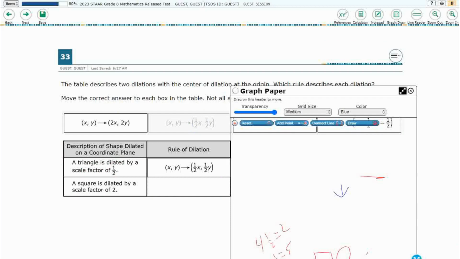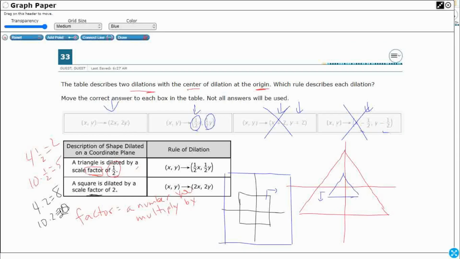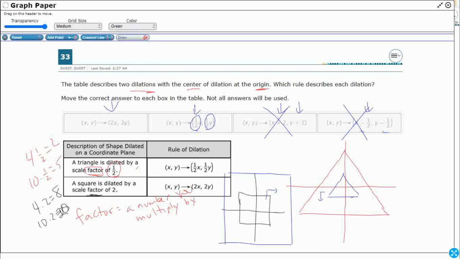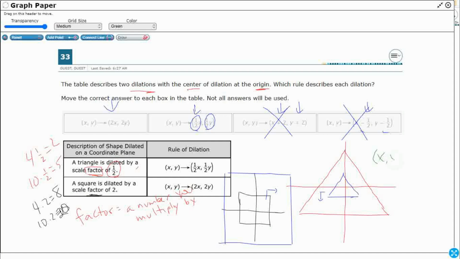And that's kind of the trick. If you know what a dilation is, a dilation has a very simple formula: you have (x, y), and then it goes to (kx, ky). There's a scale factor that you multiply by, and once you recognize that, you realize you need to multiply the x and the y by that scale factor, either the 1/2 or the 2. And those are our answers.